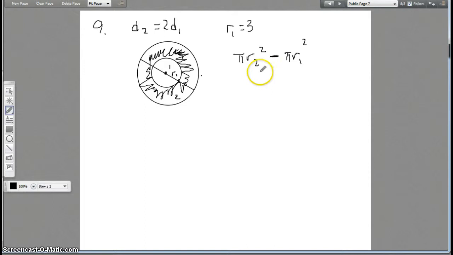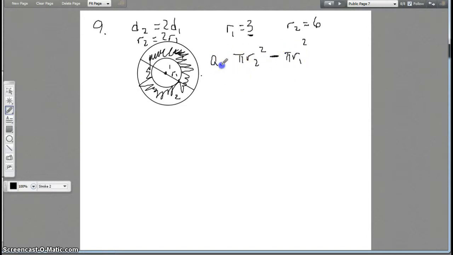Okay. Now we know that the diameter of the larger circle is twice the diameter of the smaller circle. That means, because radius is half of the diameter, that the radius of the larger circle is also twice the radius of the smaller circle. So we know that our R1 is 3. We know that our R2 is the double of that. So our R2 must be 6. So we can place these numbers in here.